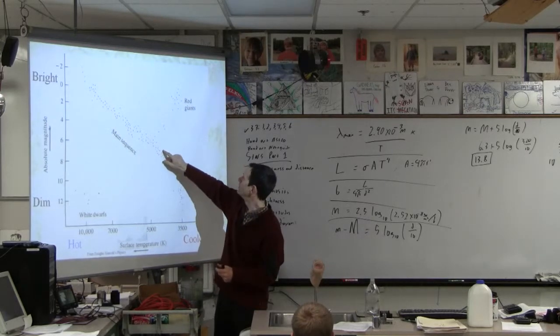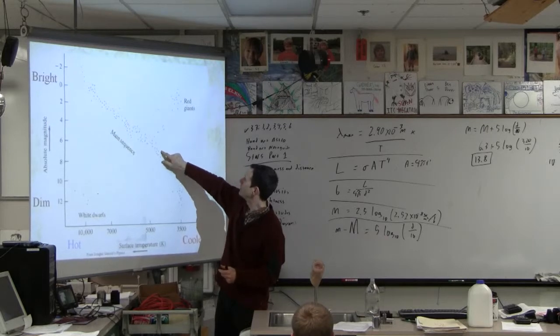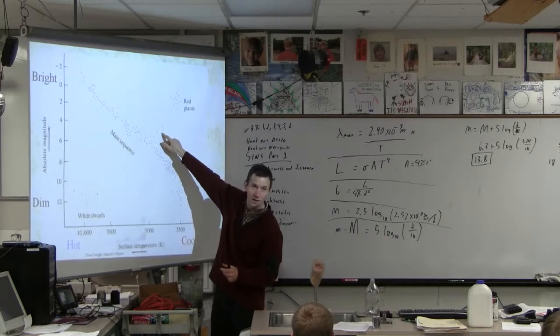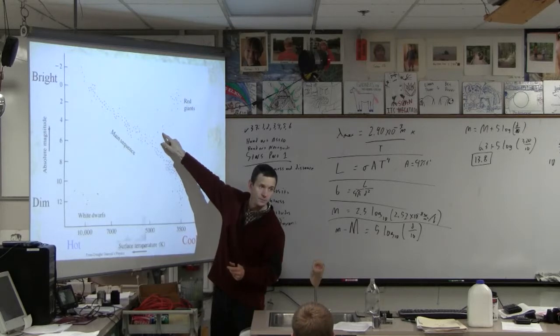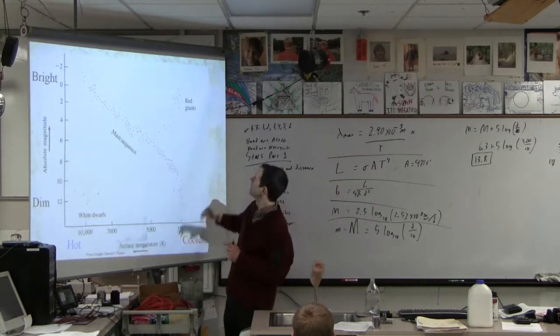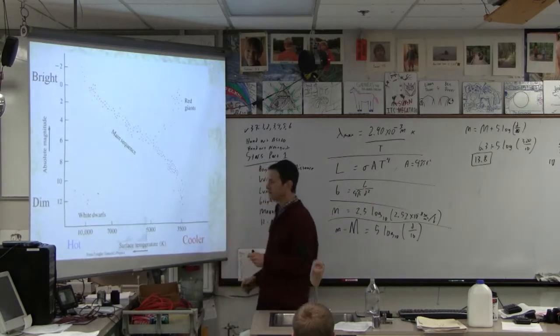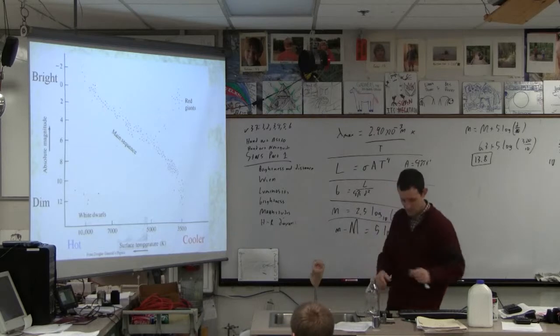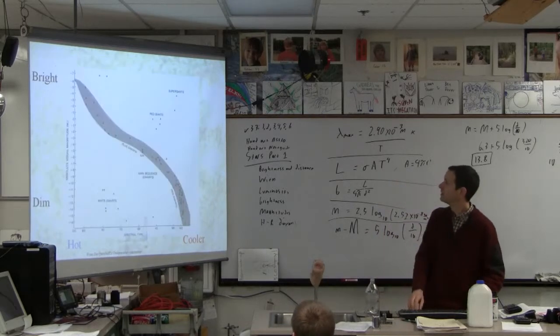What if we go this way? Or how about we go this way, right? We are getting brighter, but we're not getting hotter. So how do we do that? We're expanding, right? So red giants are stars that are puffed up because they're getting indigestion. Okay?